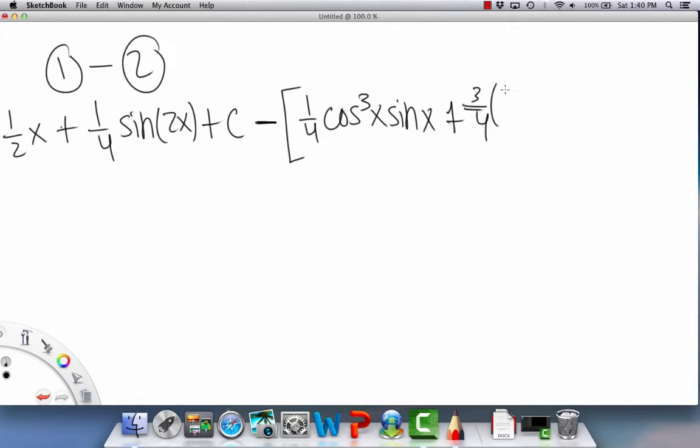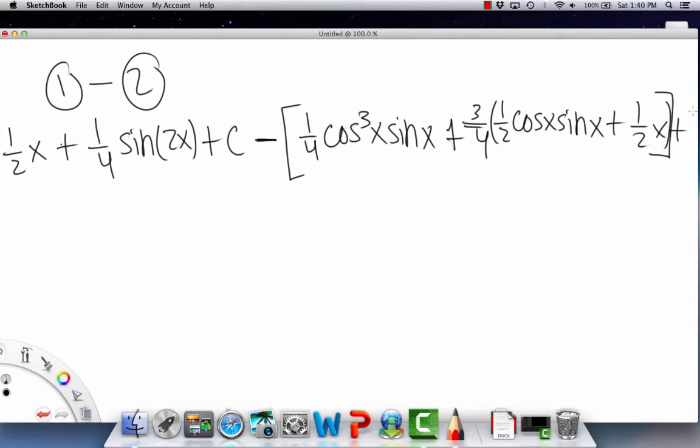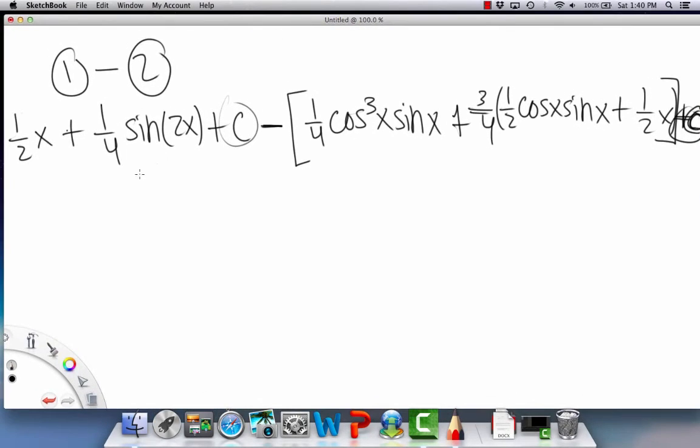Ooh, that was sloppy. Okay, I don't know if I'm going to make it here. 1/2 cosine x sine x. Sorry this is so long, but that's kind of the nature of these problems, so we're going to have to deal with it. And then a plus c at the end. Okay, so these two c's can just combine into one because they're just some constant, right?